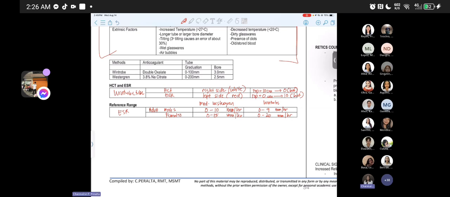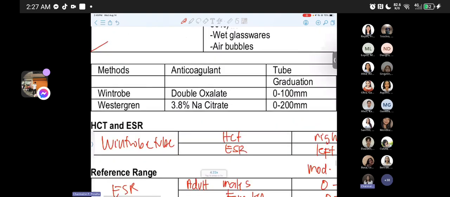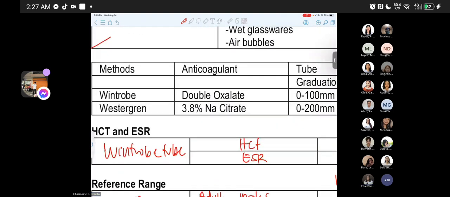And additionally, iba-ibahin natin yung methods. Kapag Westergren, dito na lang. Pag Winthrop, double oxalate. Pag Westergren, 3.8% sodium citrate, black top. Kapag modified Westergren, ito na yung ginagamit natin, EDTA. Ito na yung ginagamit mostly sa laboratory.